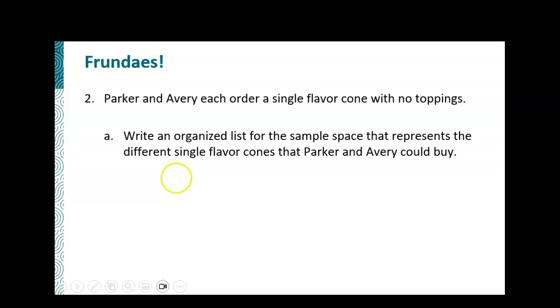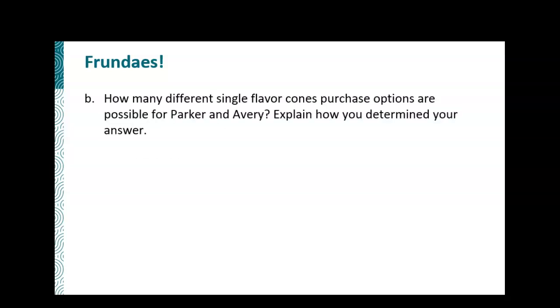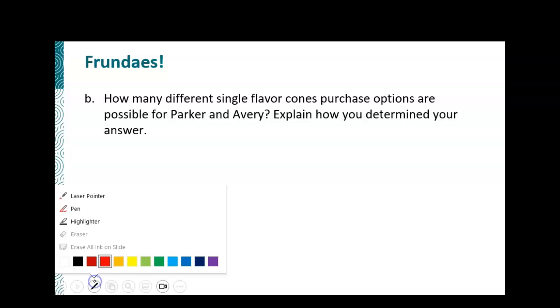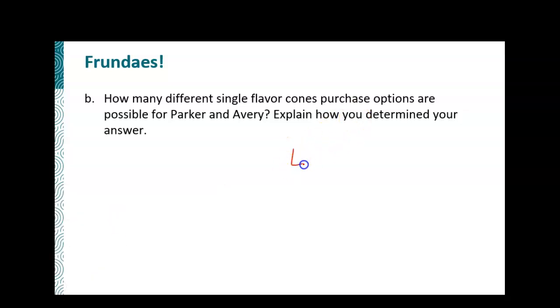But we don't have time for that. Let's just calculate how many options we have. How would I do that on part B? How many options does Parker have for the first event? For yogurt? 4. Parker has 4 options. How many does Avery have? 4. So how many possibilities do we have? 4 times 4? 16.